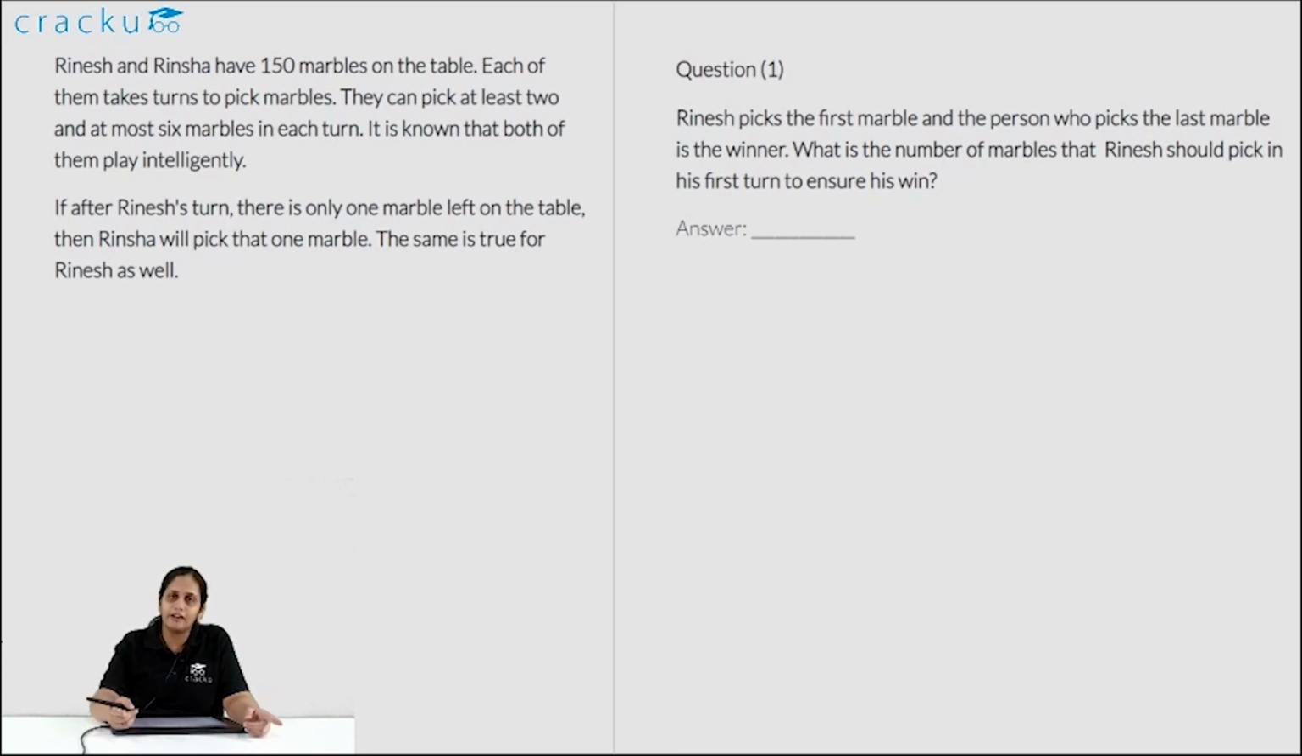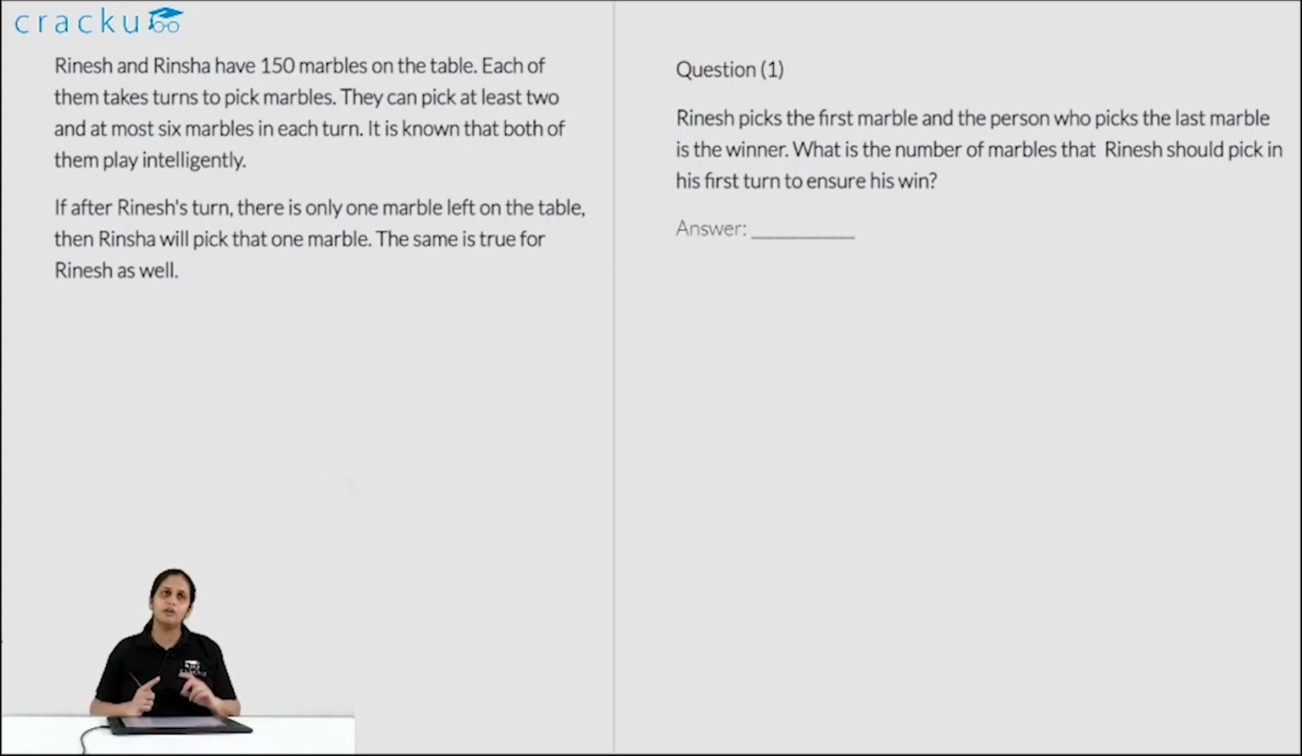So you have to identify what are the winning positions, and you have to essentially identify what are the losing positions, and Rinesh should pick those many number of marbles in such a way that he pushes Rinsha into a losing position. So there are some positions where the number of marbles on the board are such that you would always lose if both players play in a rational manner, and there are some number of marbles on the table where one player will always win if both play rationally.